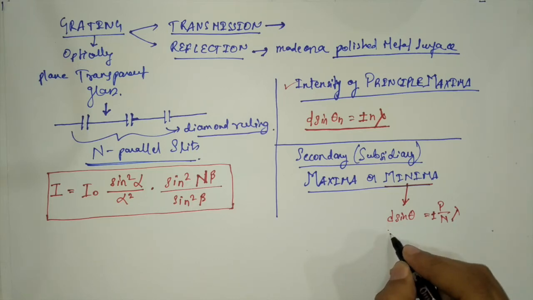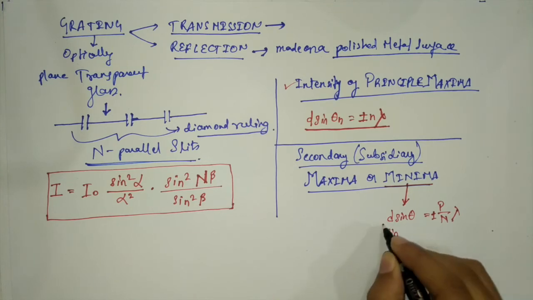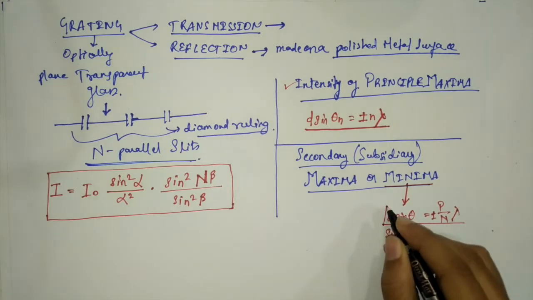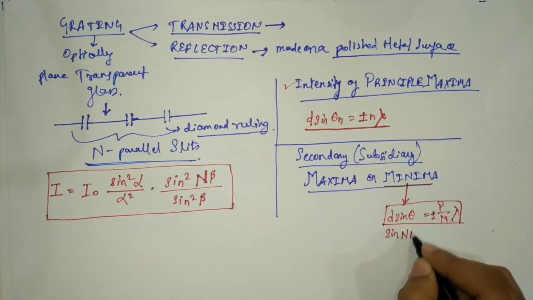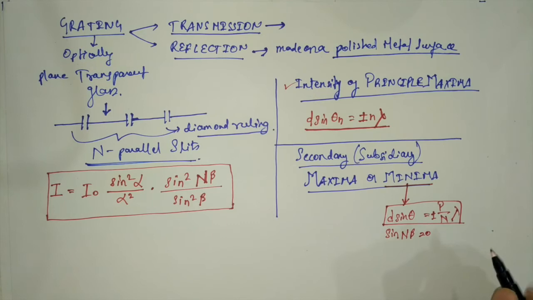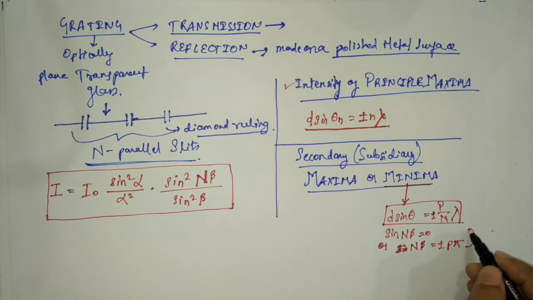First you will remember this formula. Now I am telling you the reason why this occurs. We know sin Nβ = 0 from the previous equation, or we can write it as Nβ = ±pπ. We are considering p here, therefore from here this condition arises.